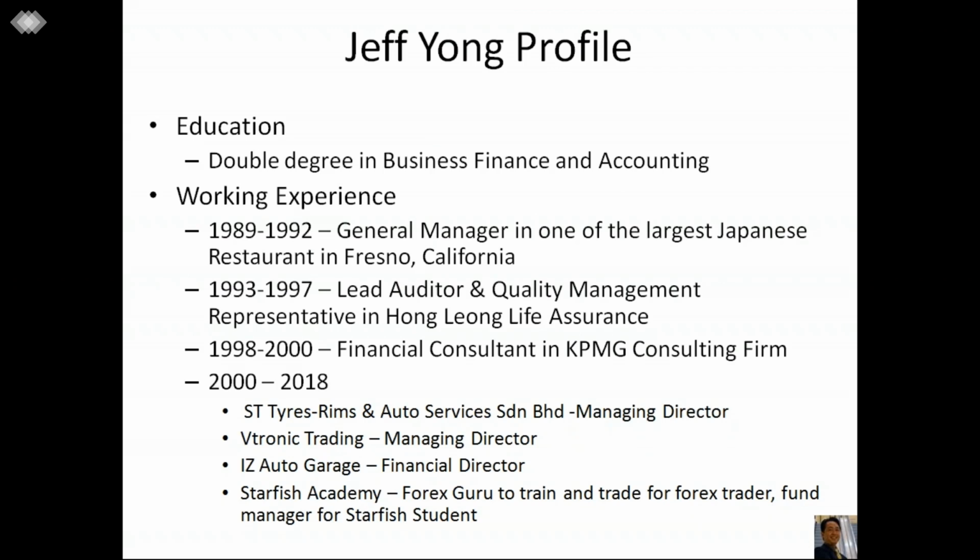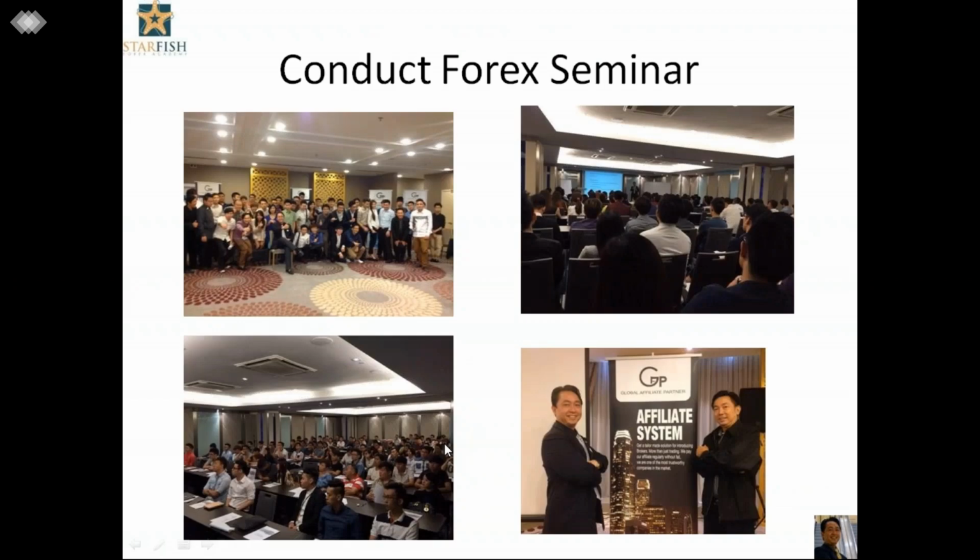First of all, let me give a brief introduction about myself. I have a double degree in business, finance and accounting, and I started working in 1989 in various industries as a GM in a restaurant, a lead auditor in quality management, and a financial consultant in KPMG. From the year 2000 until now, I run 5 companies on my own: ST Tires, Electronic, Isaac Auto Garage, Starfish Academy. These are some of the courses that I've conducted previously.